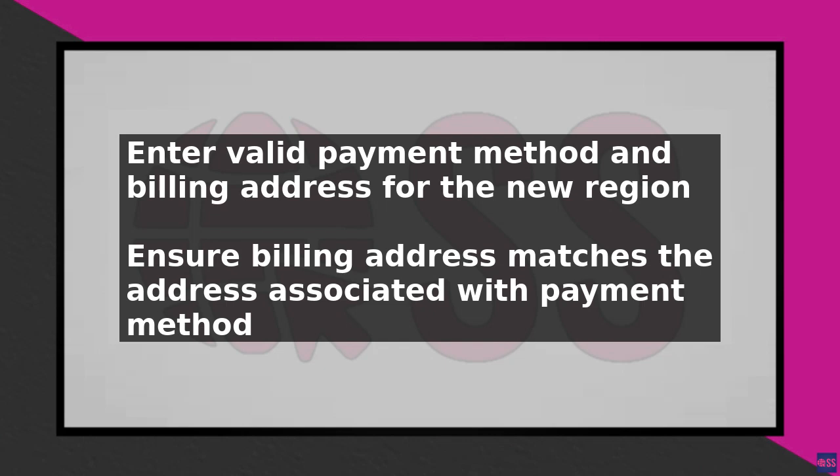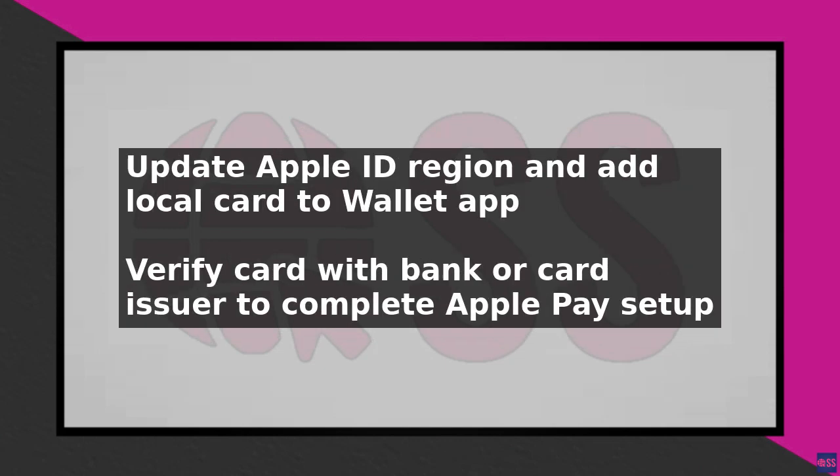To use Apple Pay with a local card, go to the Wallet app on your iPhone and tap on the plus sign in the top right corner. Then, select the type of card you want to add and follow the prompts to enter your card information. You may be prompted to verify your card with your bank or card issuer.